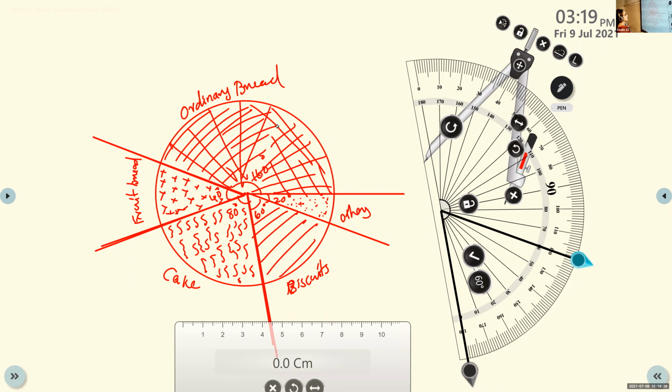If a degree measure is not seen here, we can write 160 degrees. This is 20 degrees, 60 degrees, 80 degrees. This is 40 degrees.